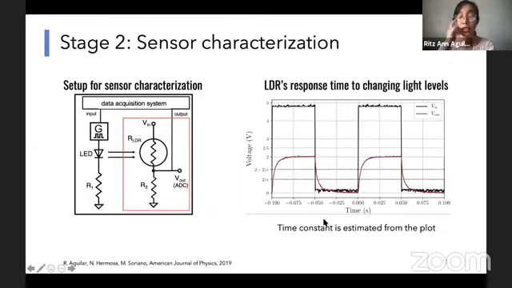The time constant, or the time it takes to reach a saturation value or a constant value, is 25 milliseconds, which is kind of slow, but it's already good. So after obtaining this time constant, you already know the time delay between the projection and the capturing, based on the time constant of the LDR.